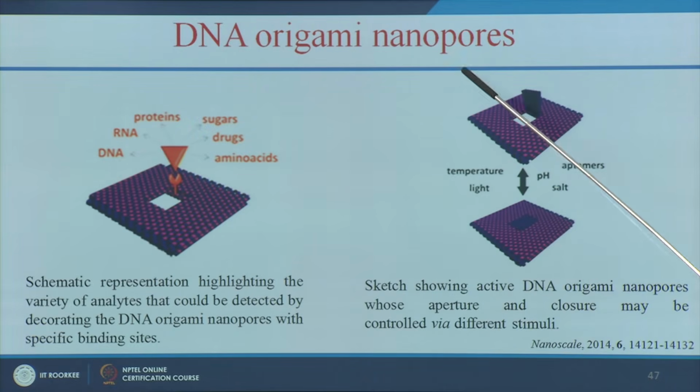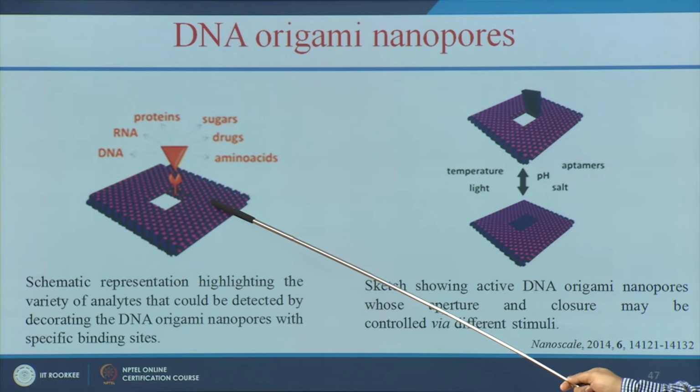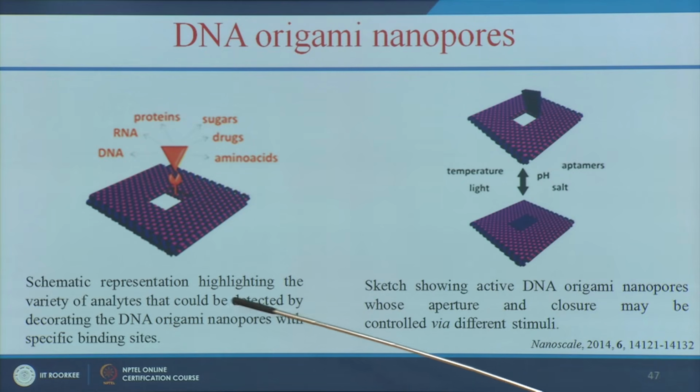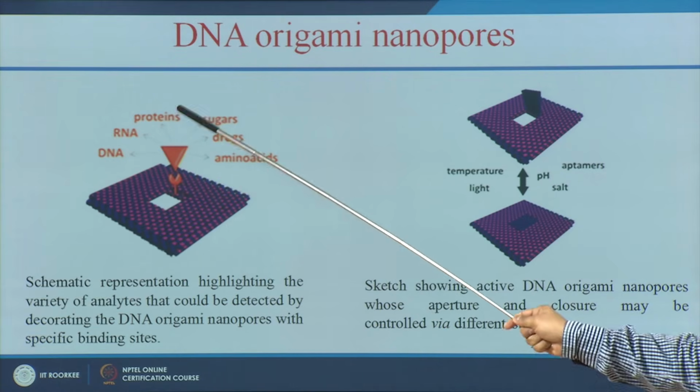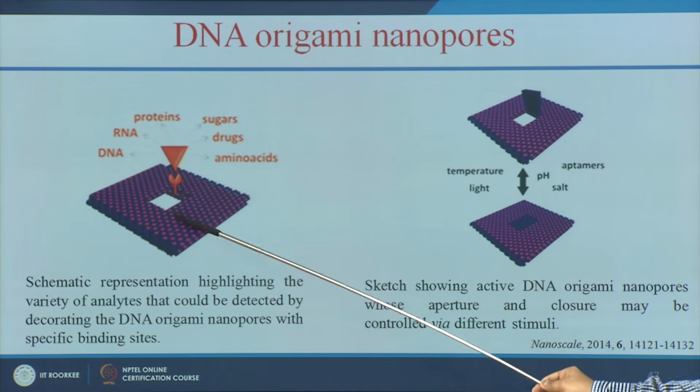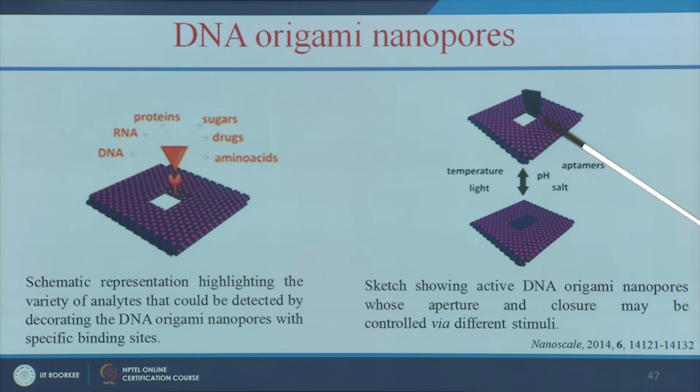And we can also make DNA origami nanopores. Here you can see this example. Here it is a DNA origami nanopore. So that could be useful for detecting various compounds. For example, if you have a receptor in this nanopore, when you pass the protein or the sugar or amino acids, it can easily detect them, and it can be used as a good sensor. And again, these DNA nanopores can be locked and opened by using signals like temperature. If you apply temperature, it can be opened, or light or pH. By using these parameters, we can open the pores or close the pores. And this also plays a very important role in controlled drug release.